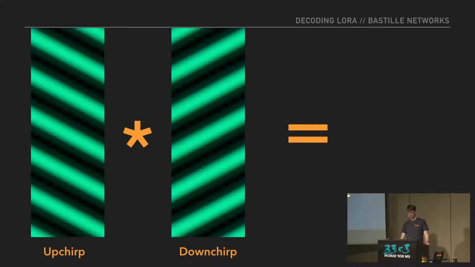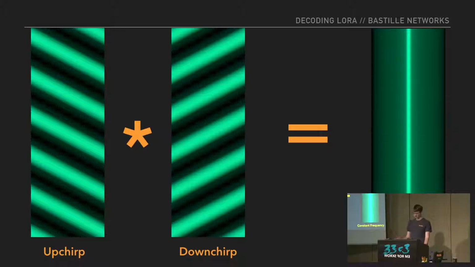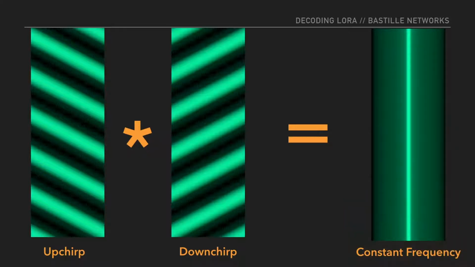So if you multiply an up chirp and a down chirp together, what do you get? You get constant frequency. Now, why do I say constant frequency rather than DC? If the chirps are out of phase with one another, there might be an offset from 0 hertz there. So it might not be perfectly aligned with 0 hertz. We might, and do, expect to get some offset there.